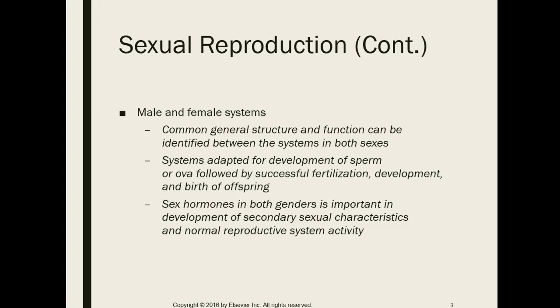So with the male and the female systems, again, we'll have the common general structure and function, but the systems are going to be adapted to either the sperm or the ova. And if we're talking about the female, then we also look at development and birth of the offspring. And then each system will have sex hormones associated with it that play a role in the development of secondary sexual characteristics and normal reproductive system activity.